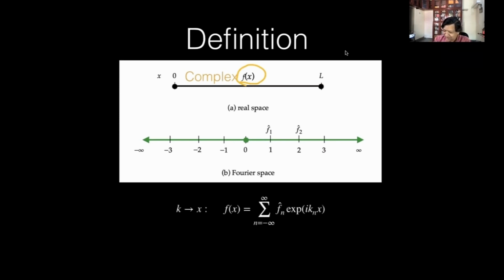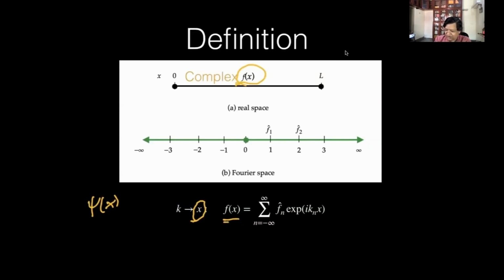So the definition of Fourier series starts from real space. X is called real space, like the Schrodinger wave function of an electron, psi of x. But in this set of lectures, we denote my function as f. So, any f of x.